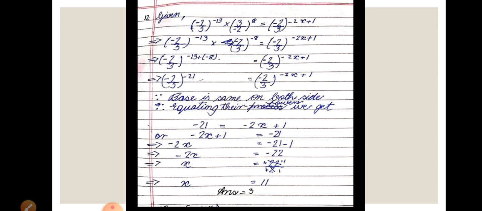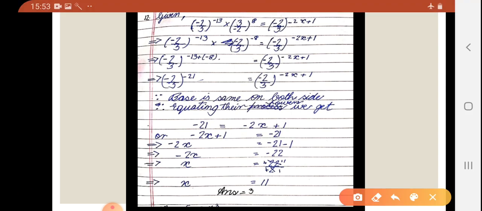Firstly we have to make the base same. So minus 2 upon 3 into 3 upon minus 2, and minus 2 upon 3 is the base. So first we will make the base same. Here minus 2 upon 3 to the power minus 13 into, when we take the reciprocal to make the base same, it will come minus 2 upon 3 to the power minus 8. The power will be negative.